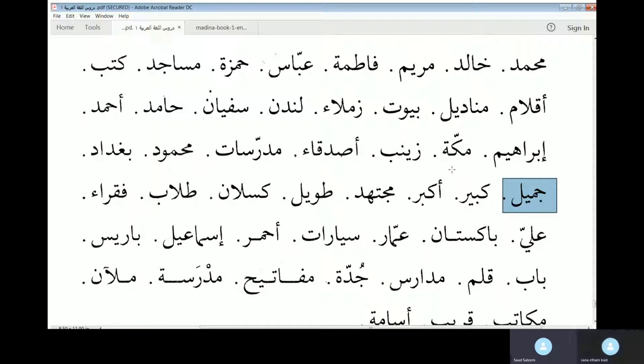Okay, continue. Jamilun is no reason, that's right, tanween. And Kabirun, here also no reason. Akbaru is like Af'alu. Mujtahidun, here also no reason. Tawilun, here also no reason. That's why tanwin. Kaslanu, because of the pattern, alif noon ending.